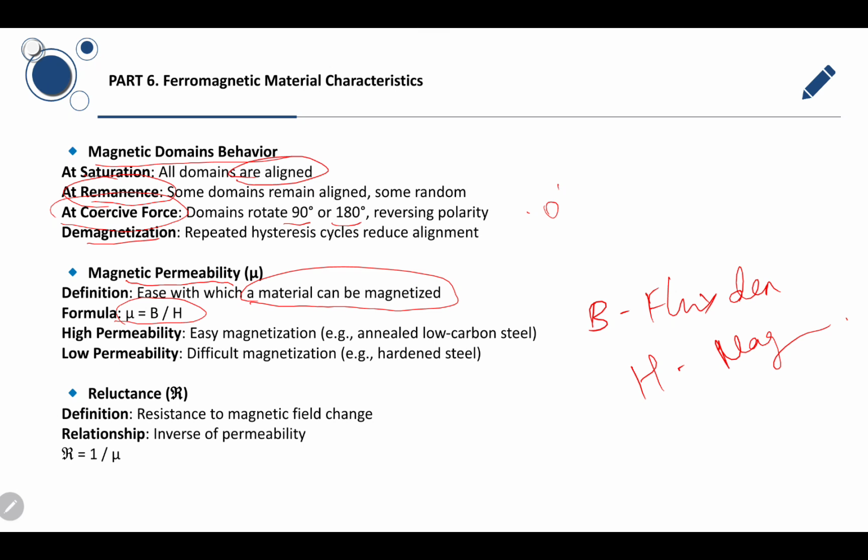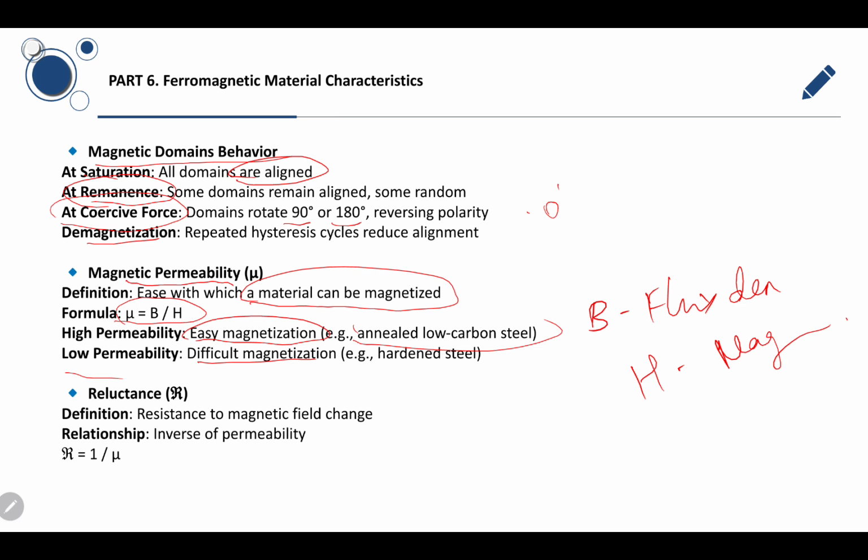Materials with high permeability are easy to magnetize. A good example is annealed low carbon steel. Conversely, materials with low permeability are difficult to magnetize. Hardened steel is a prime example. Reluctance and material influence.